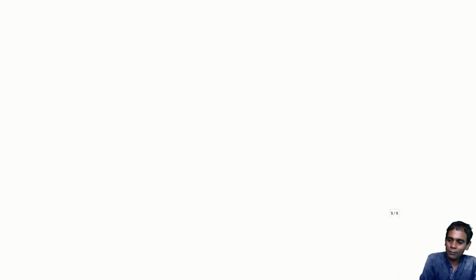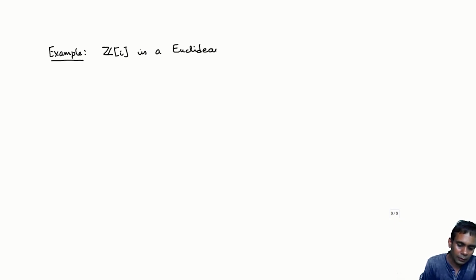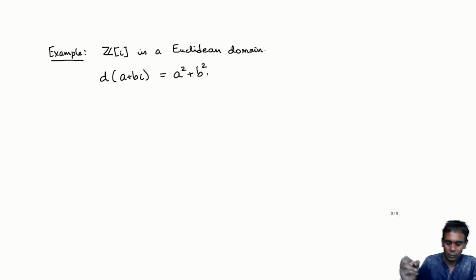Let's look at one more surprising example of a Euclidean domain, which is the Gaussian integers. The d function here is just a squared plus b squared. I'll let you think about how to prove this. And let me end with a non-example.